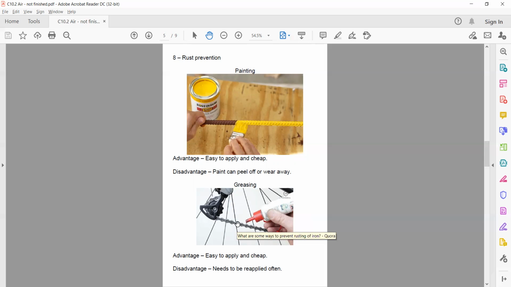You need to reapply it. You do. You need to constantly reapply it. So especially when there's a lot of friction and that surface is being used a lot, the grease or the layer is going to constantly rub off. So you have to constantly reapply it.